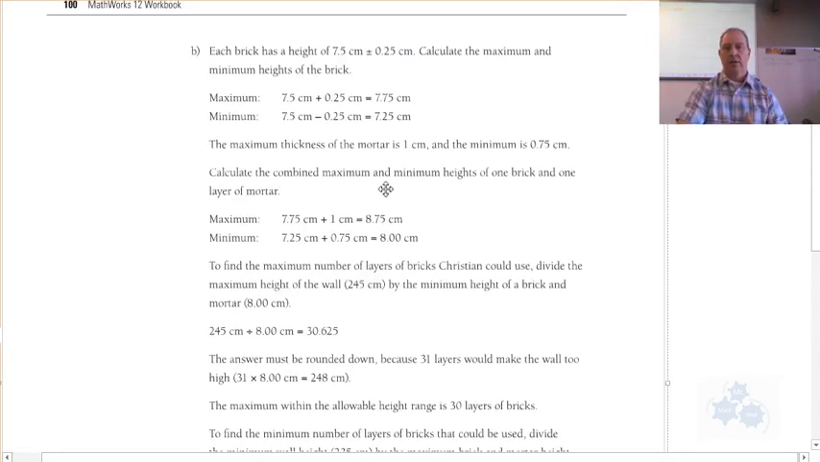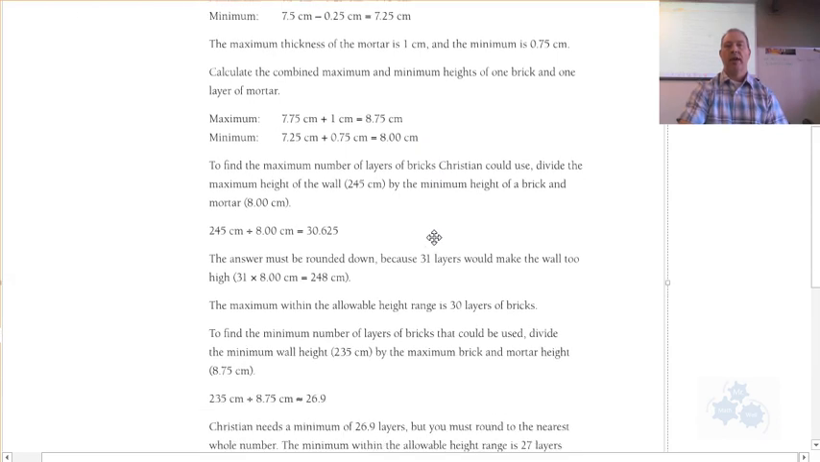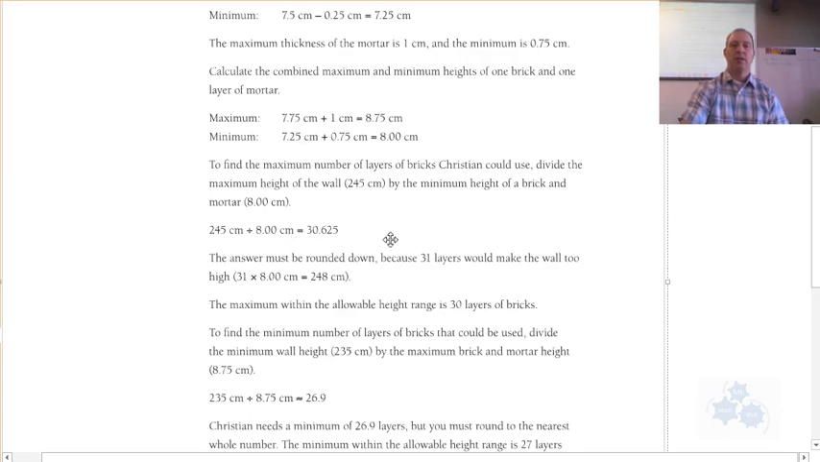Here's their solution. So the maximum height of each brick they found out, and here's the minimum height of each brick. Here's the maximum combined heights of the mortar and the brick, and the minimum combined heights of the mortar and the brick. And then they figured out, hey, how many groups of this fit into our upper range, and how many groups of the smallest possible combination could fit into the range.